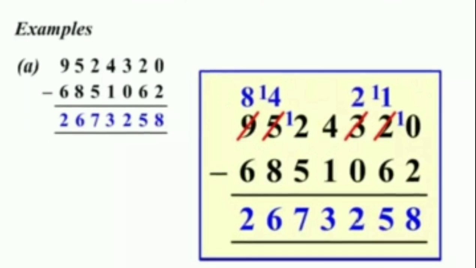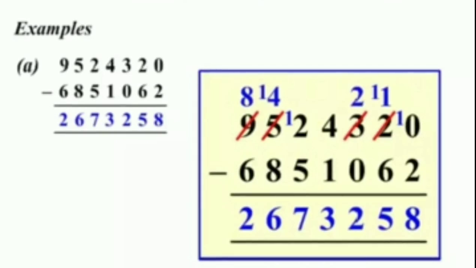Now, since 2 has given its 1 to the nearby 0, it has now become 1. Again, 6 cannot be subtracted from 1. So, it will borrow one from the nearby 3 and become 11. So, 11 minus 6 is 5.